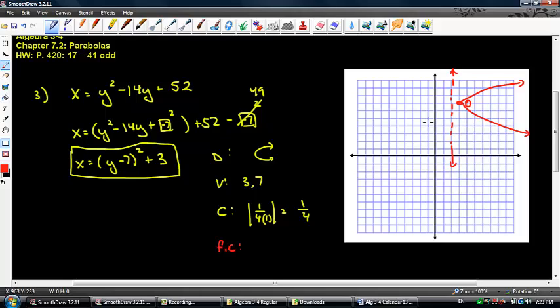The focal coordinates, because I moved along the x-axis, are going to be 3 plus 1/4, or 3 1/4, comma 7. The directrix is going to be 3 minus 1/4, or 2 3/4. Oops, wrong thing. It's going to be x equals 2 3/4. And you're done.